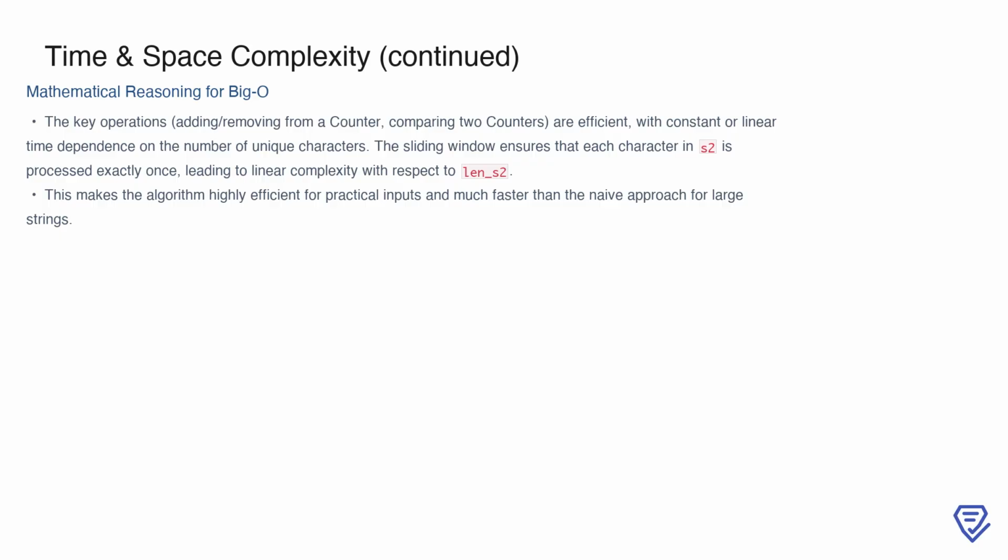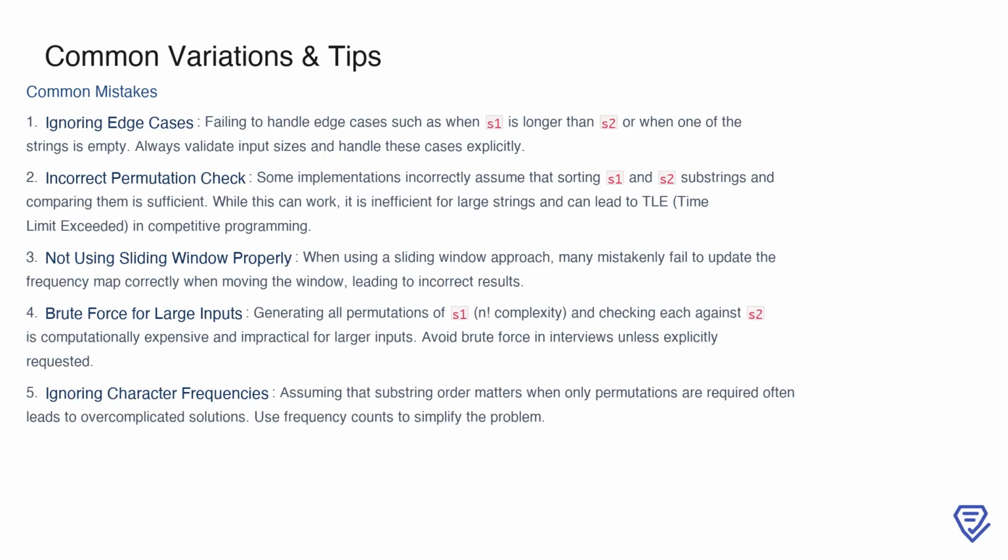the naive approach. When approaching this problem, it's important to avoid a few common pitfalls. First, always account for edge cases, such as when the length of S1 exceeds S2, or when one of the strings is empty. Neglecting these cases can lead to incorrect results or runtime errors. Another mistake is relying on sorting both S1 and substrings of S2 for comparison. While this may seem straightforward, it's inefficient for large strings and can cause performance issues like exceeding time limits. Instead, opt for more optimized approaches.